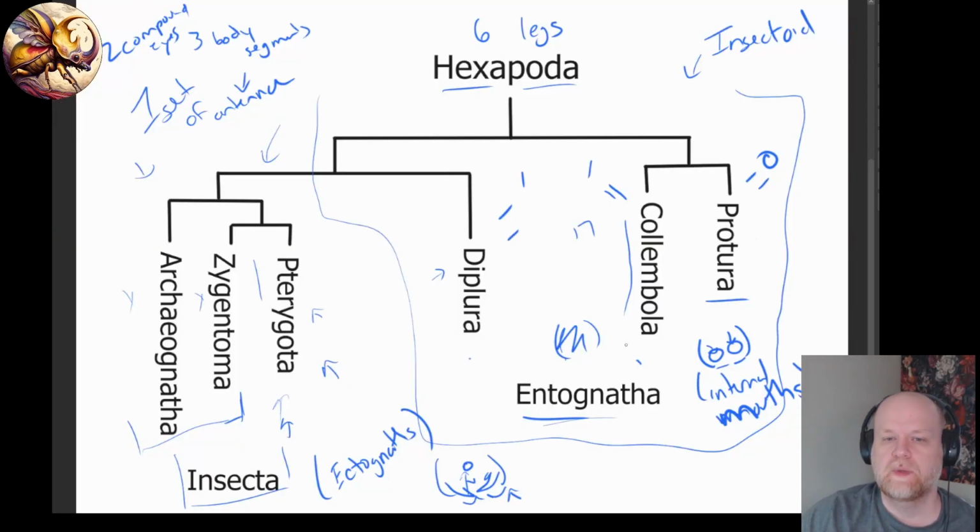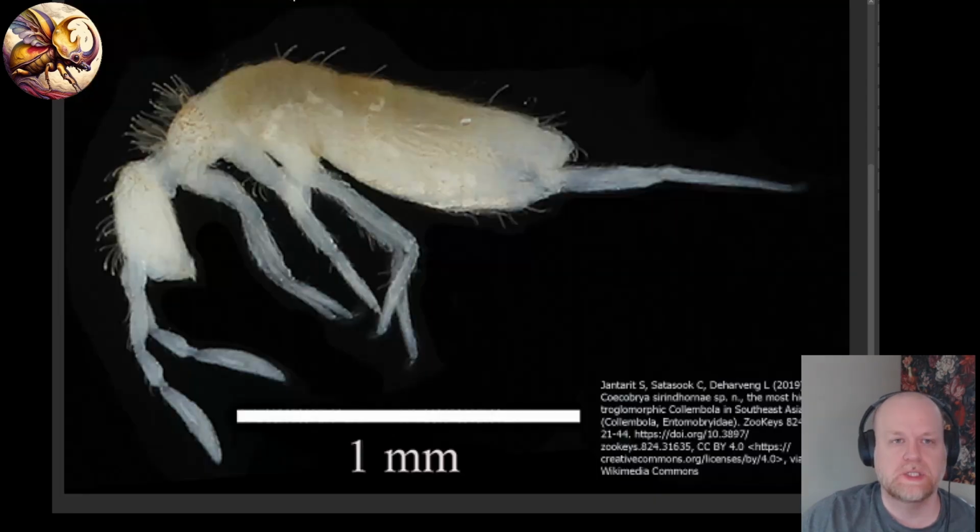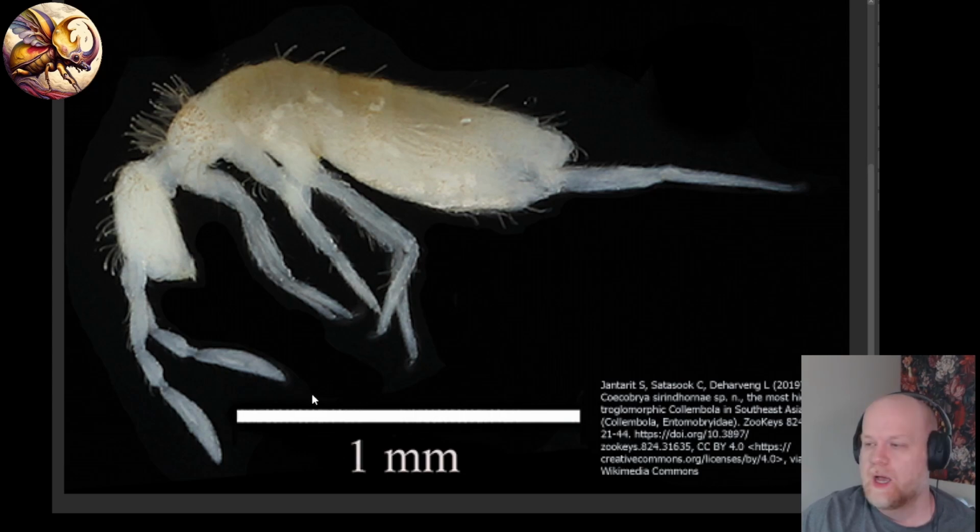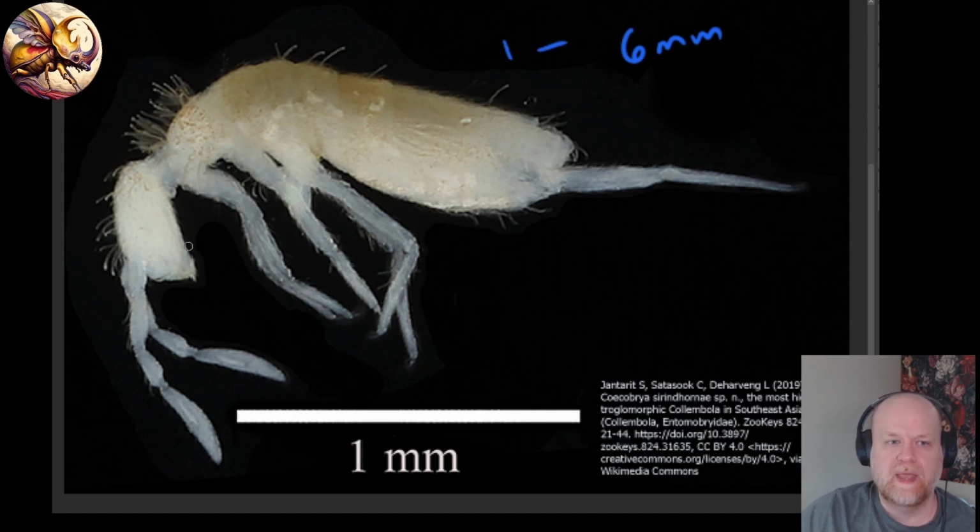And then finally, within the Entognatha, we have the collembola. And the collembola are more concerning. There are a few pestilent species of these, and there's quite a lot of them. They tend to, again, be very small. Occasionally, you'll get them up to 6 millimeters, but they're like 1 to 6 millimeters long. They do have eyes, although you can't really see them here. They do have antennae. They do have 6 legs. So they're much more insect-like.